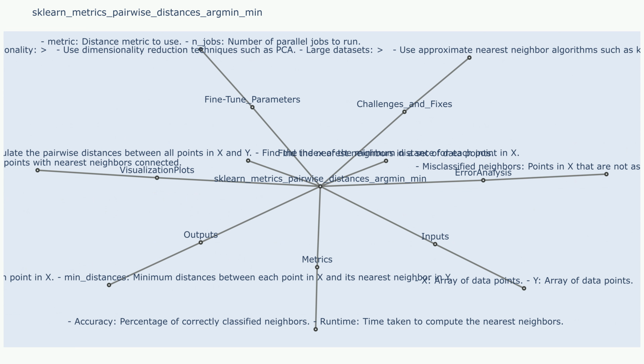Challenge 5: data scaling. The results can be sensitive to the scale of the input data, particularly for metrics like Euclidean distance. Sample use case that resulted in Challenge 5: working with datasets where features have different scales. Fixes to Challenge 5: scale the input data using standardization or normalization before calculating distances. Consider using metrics that are less sensitive to scale, e.g., cosine distance.